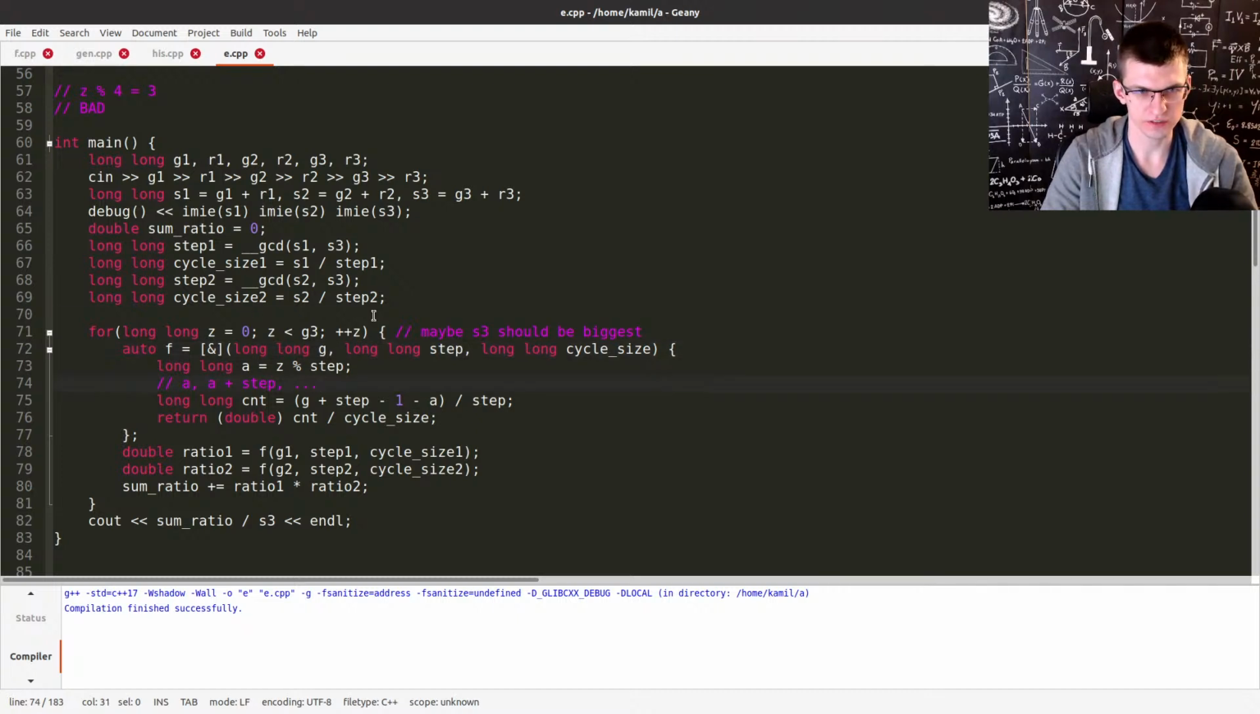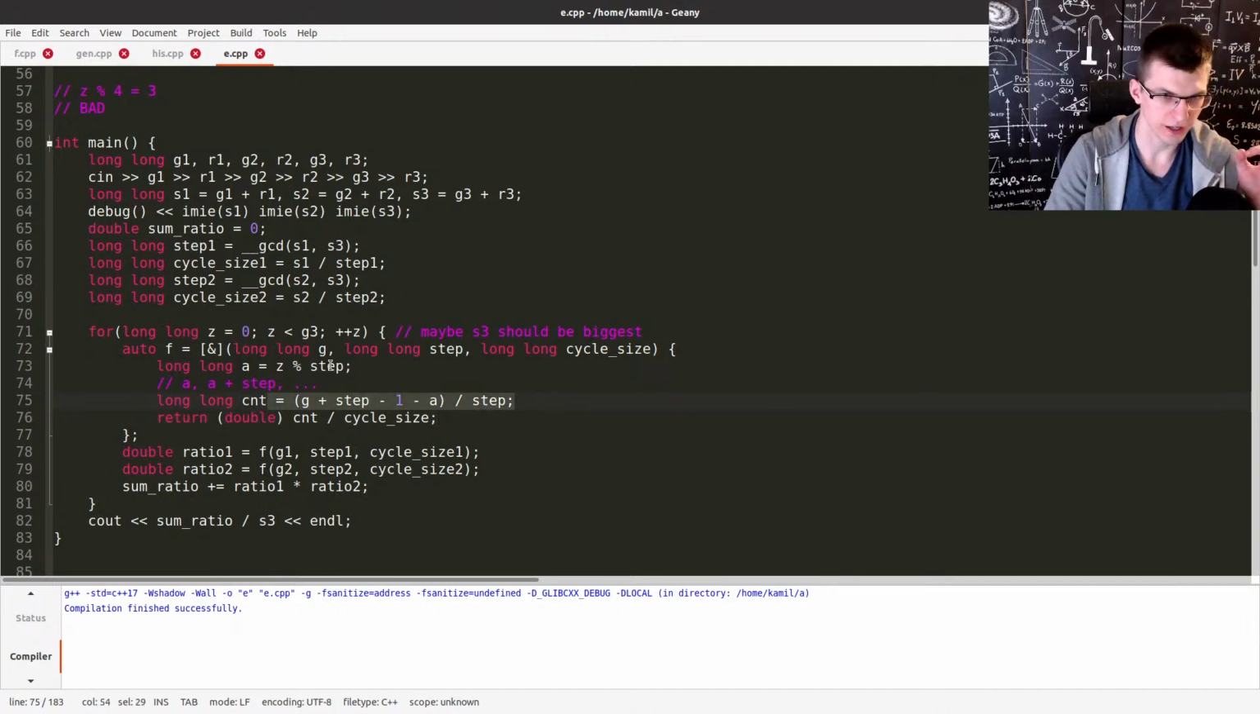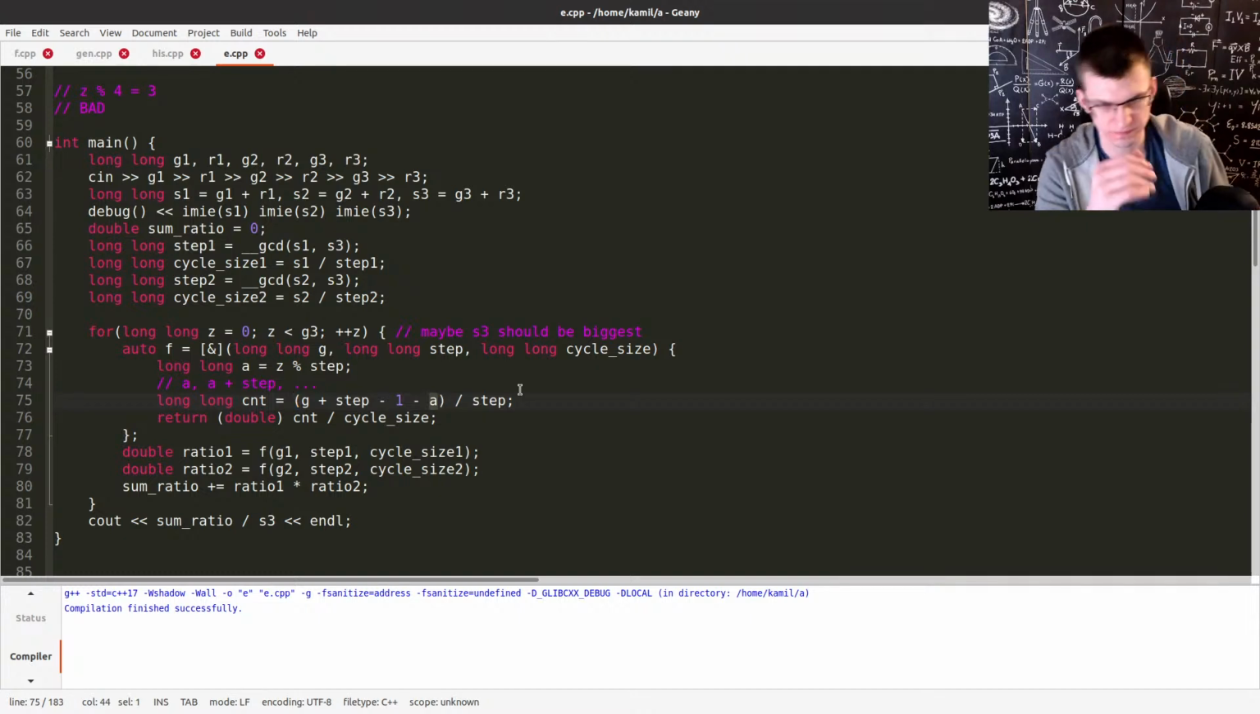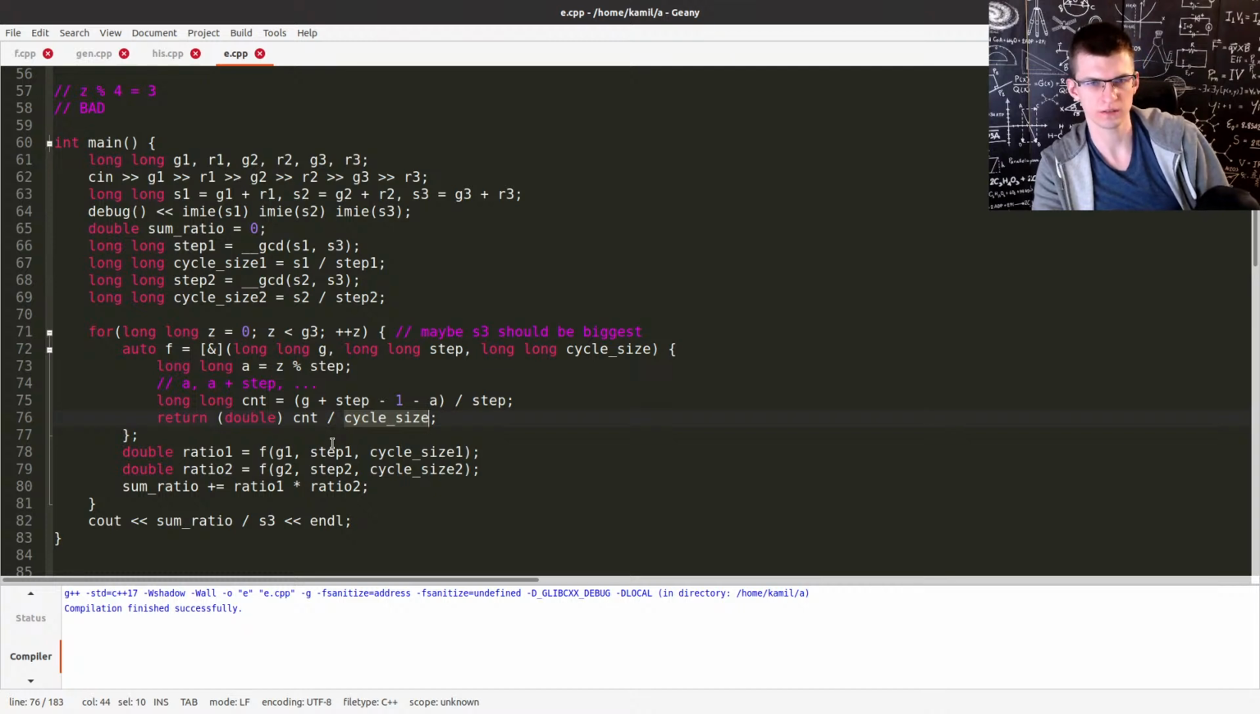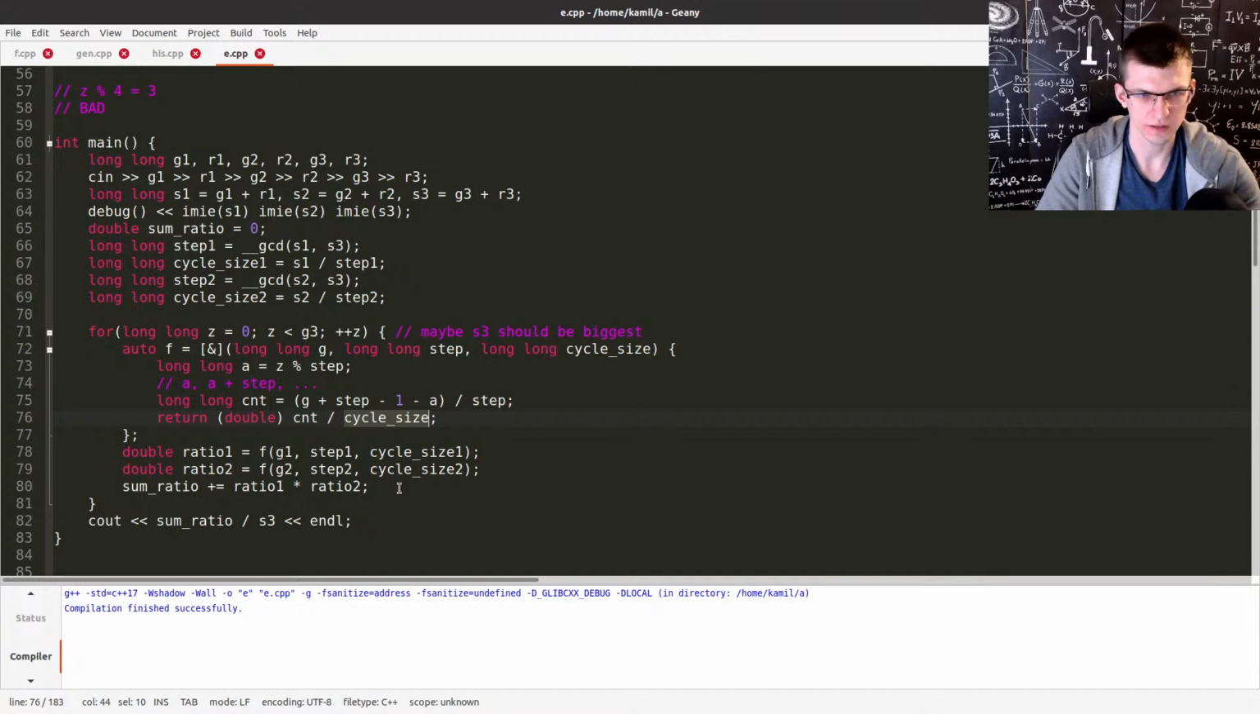I moved GCD outside. Now I can focus that those 2 values exist. Those 2 values exist as well. And I have some simple division here, where A is Z modulo step. Step being here divisor of S1 and divisor of S2. Cycle size is then global. I always divide by it. So I can move it here or even there.